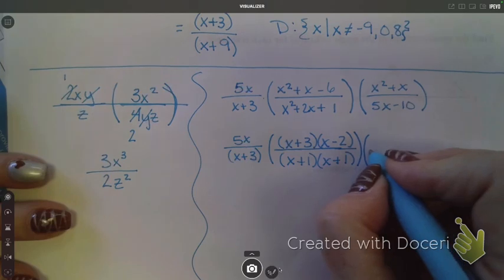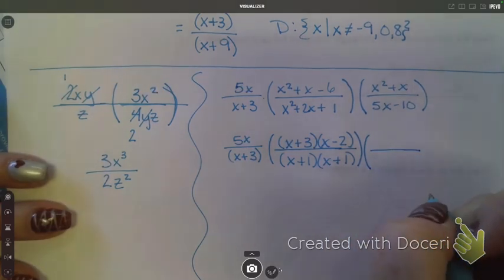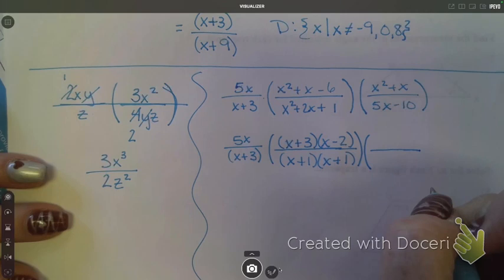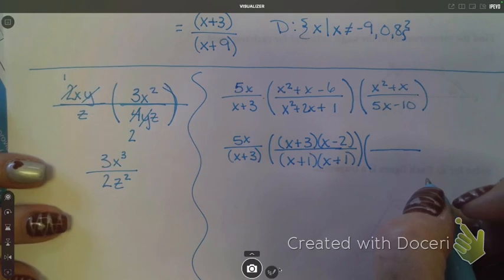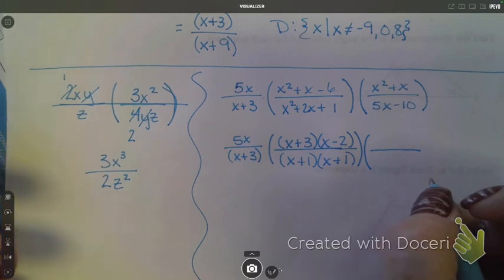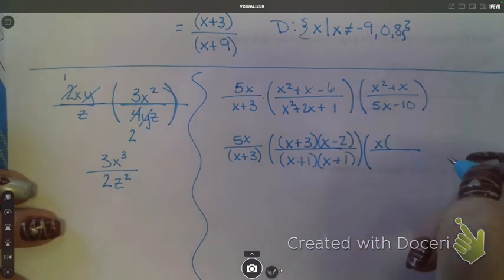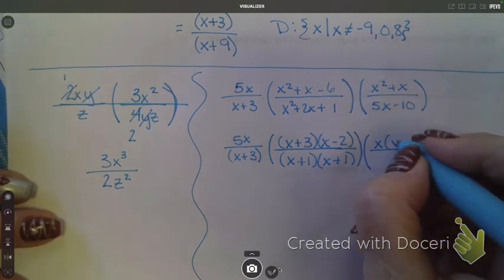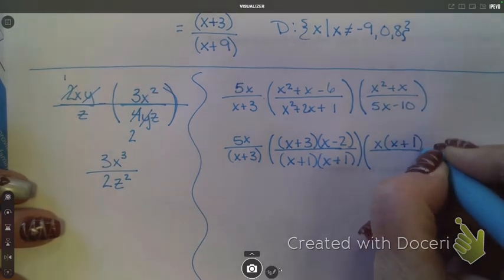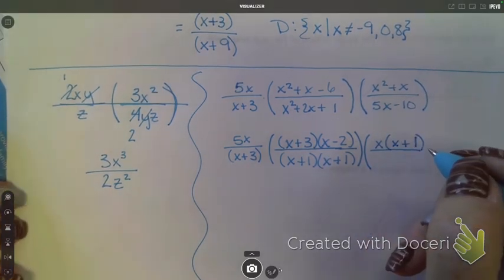Times... Logan, what do I get? x squared plus x. How do you factor that? What's the first thing you do anytime you factor? Factor out what it has in common, x. So then what do you have left? x plus 1.